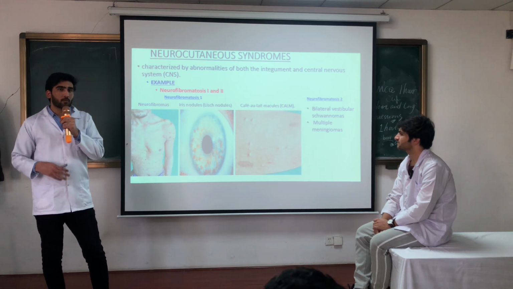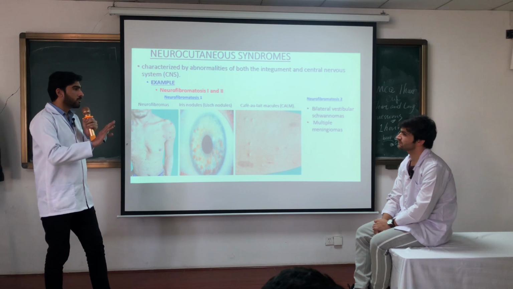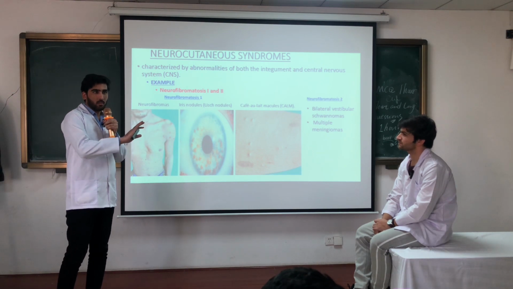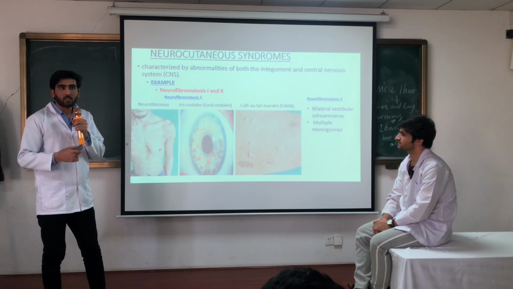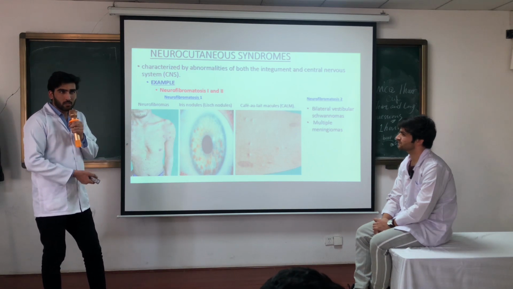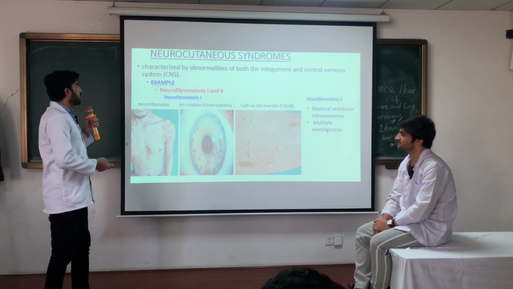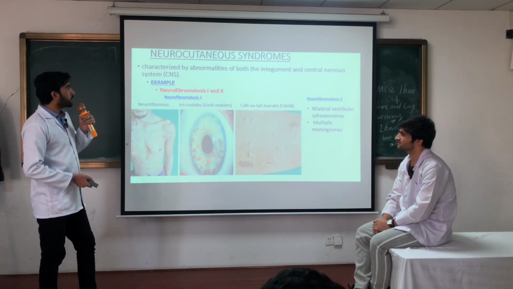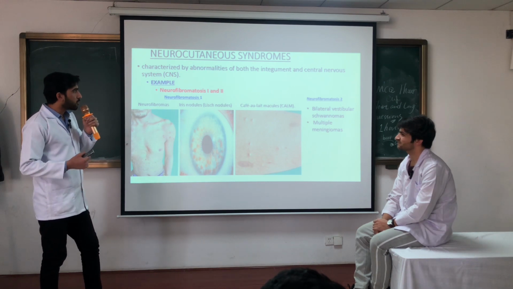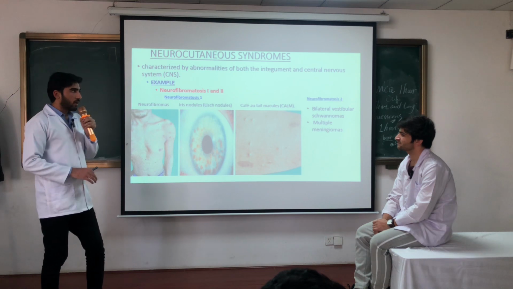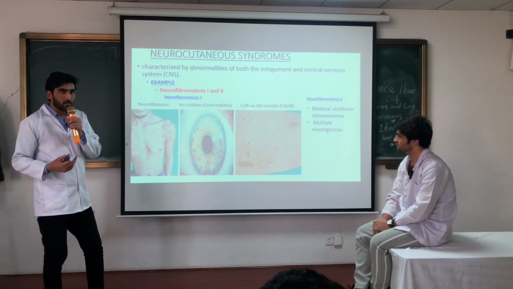So first of all, this is our approach: inspection, then palpation. First of all, we will see the patient's skin, because some skin lesions are also related to central nervous system disease. That's why I included some problems. These are the neurocutaneous syndromes, characterized by abnormality of both the integumentary and the central nervous system. The most important are neurofibromatosis 1 and 2.